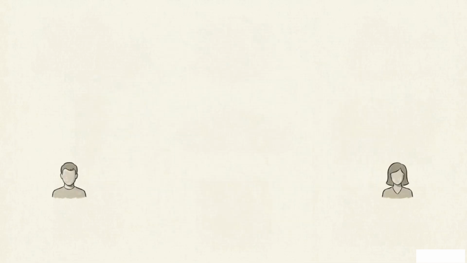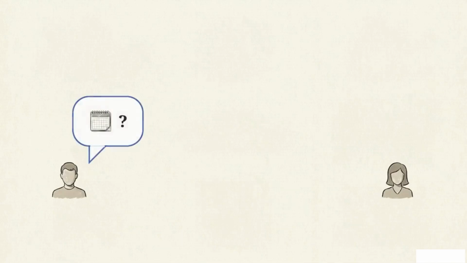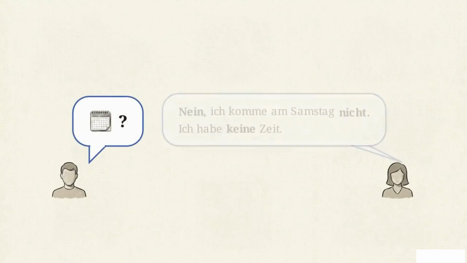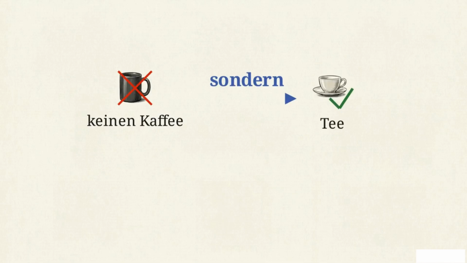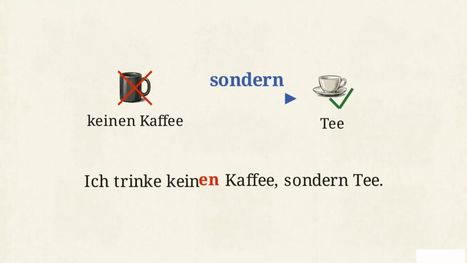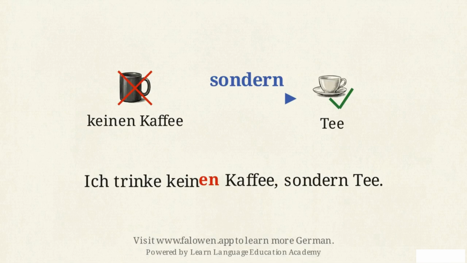In a natural conversation, these 3 forms often work together. To the question, kommst du am Samstag? The response might be, nein, ich komme am Samstag nicht. Ich habe keine Zeit. Each word handles a different part of the refusal: the direct answer, the action, and the noun. To correct a negative statement with a positive alternative, use the conjunction sondern, which translates to but rather. For example, ich trinke keinen Kaffee, sondern Tee.